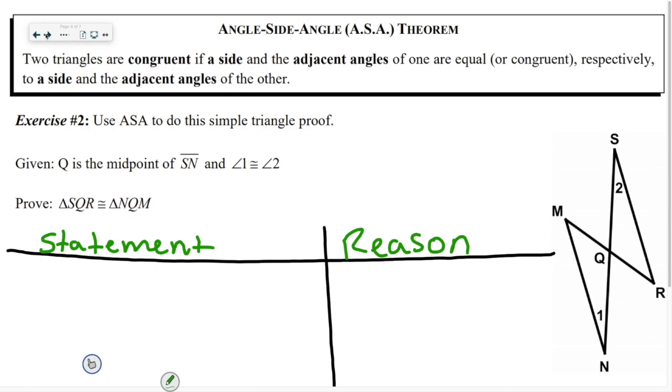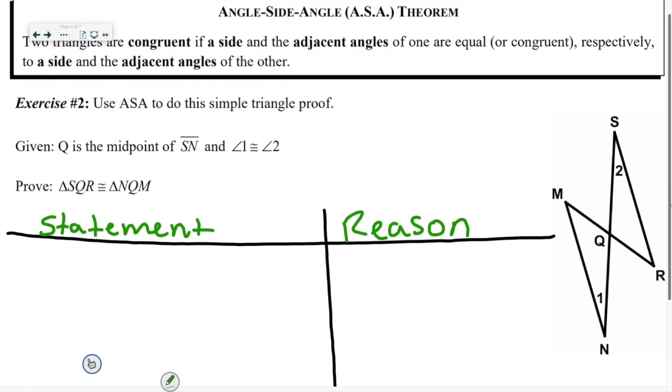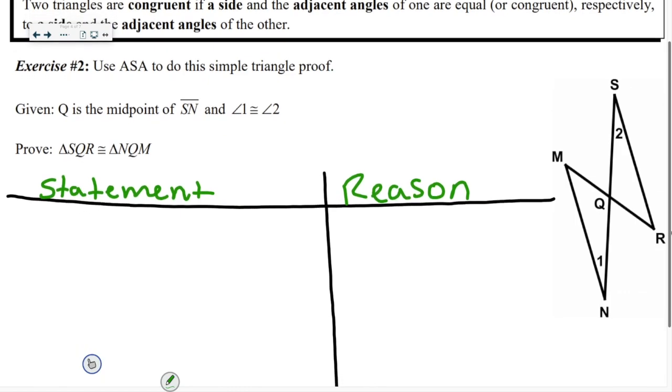Here is one, okay? So we're going to use the angle side angle definition to prove that we have two congruent triangles, okay? Almost there, guys. Almost there. We're learning so much, and I'm so proud of all of you. You have no idea. We've come a long way. So let's use exercise 2. Q is the midpoint of SN, and angle 1 is congruent to angle 2. Well, we already know what our first statement is. We don't have to think about this.